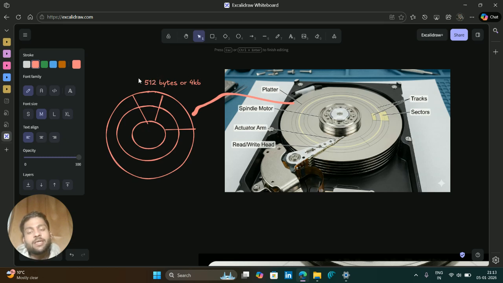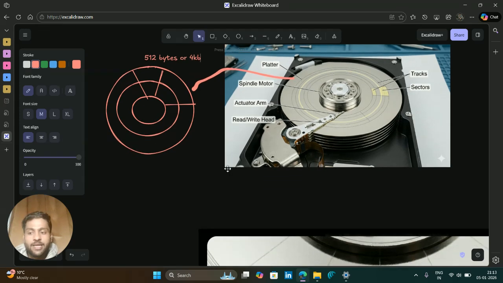So what it does is cluster it, making 512 bytes times 8 sectors, take it together and make it 4 kilobytes, and then it reads that. From that particular 4 KB of data, there will be some specific data somewhere. That way the data is read.